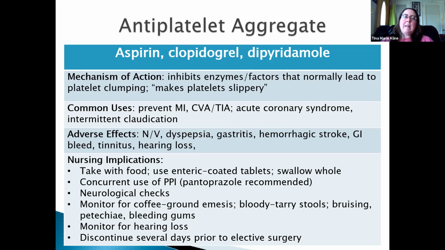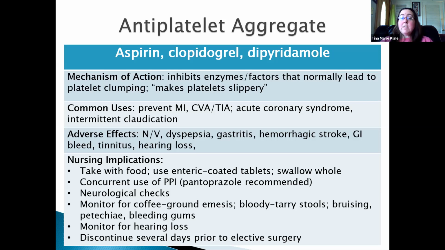Usually with your antiplatelets, you wouldn't likely see bleeding from IV sites and things like that. But with other types of medications that affect coagulation, you would also want to look at any type of devices, Foleys, IV access, anything like that.